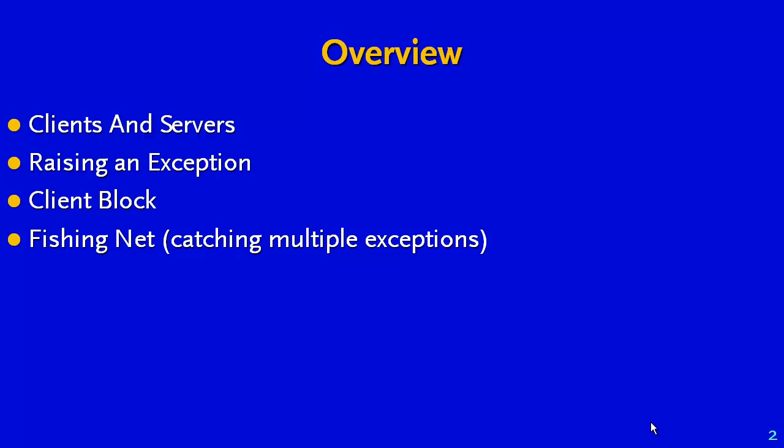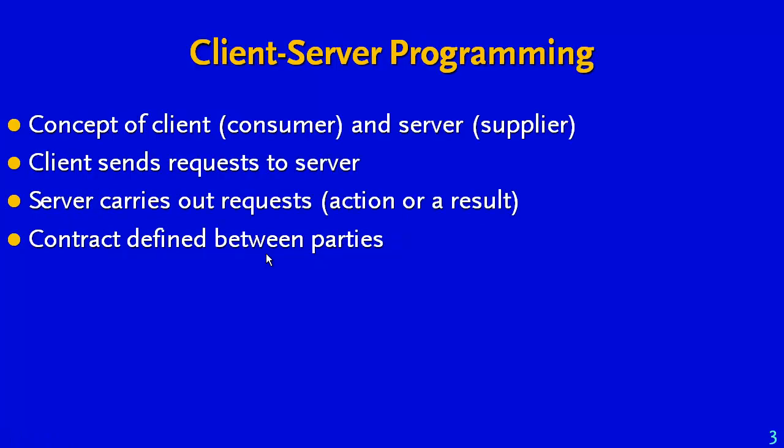We need to catch the exception in a client block, and because you can get all sorts of exceptions, you need what we call a fishing net. Multiple exceptions of different types can be caught. This is a basic introduction to the generic term client-server programming. A client is a function, the consumer, and a server is the supplier. The consumer calls the code in the supplier, so he sends requests. This is like the message passing paradigm.